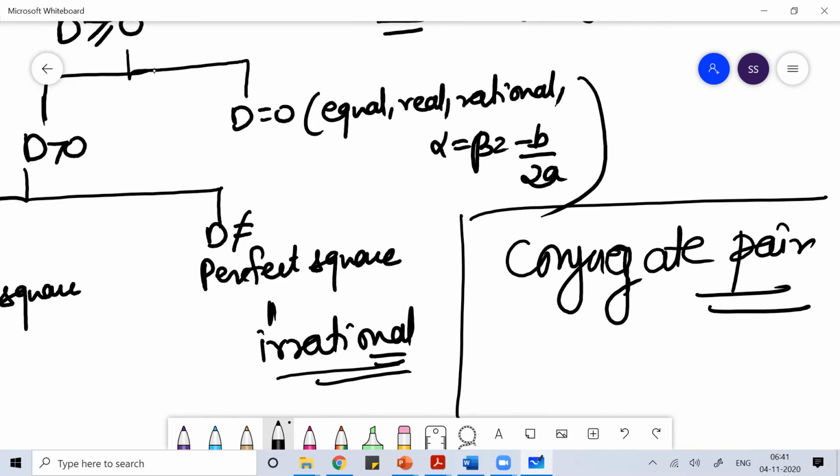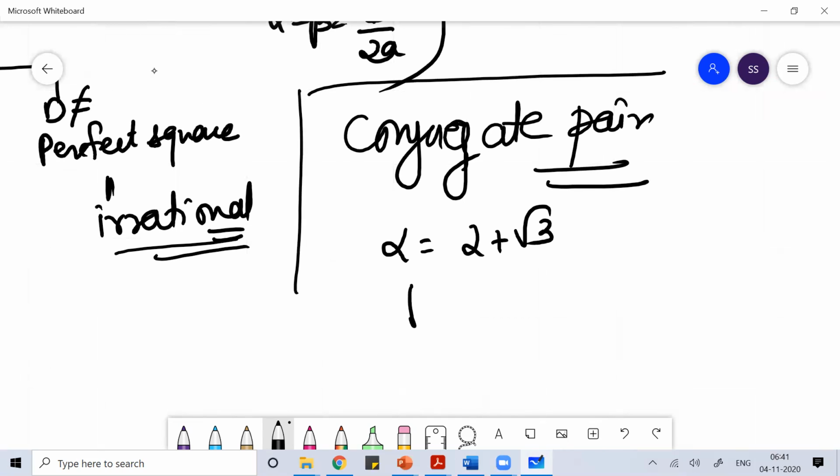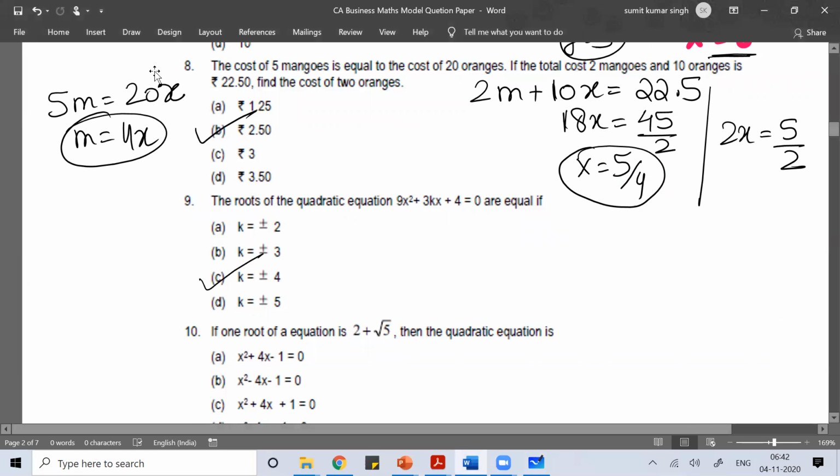Conjugate pair means that if one root is equal to 2 plus root 3, automatically the other root would be 2 minus root 3. If one root is 2 plus root 3i, the other root would be 2 minus root 3i. So they always form a conjugate pair. The same logic we'll use here to solve the question.